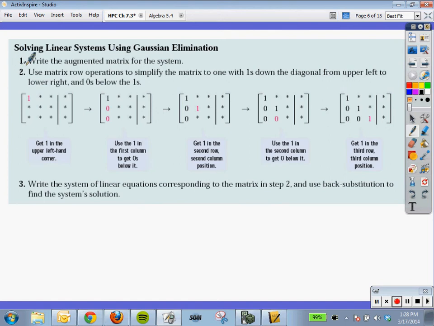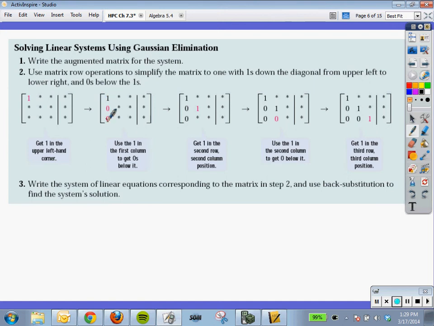So first one says write the augmented matrix for the system. That's an easy one. And then use the matrix row operations to simplify the matrix to one with ones down the diagonal from upper left to lower right and zeros below the ones. So the first thing that we want to do is get a 1 in the upper left hand corner. That's the very first thing we want, is just a 1 in the upper left hand corner. Once we have that 1 in the upper left hand corner, we want to perform our row operations and somehow get zeros below the 1s.